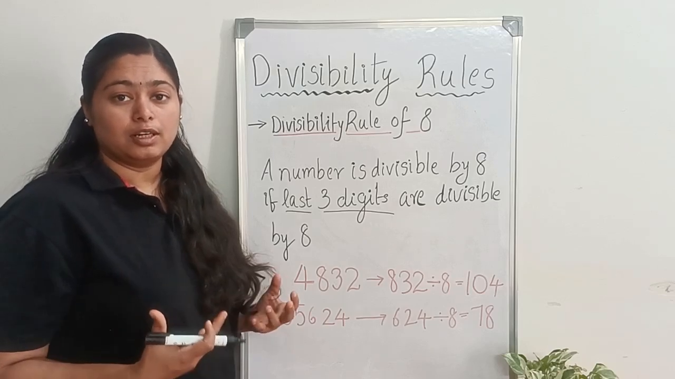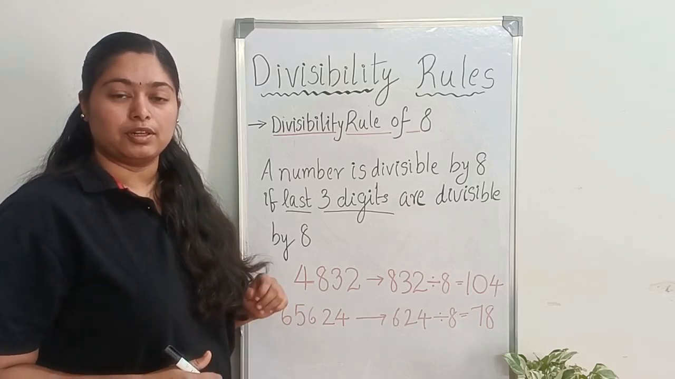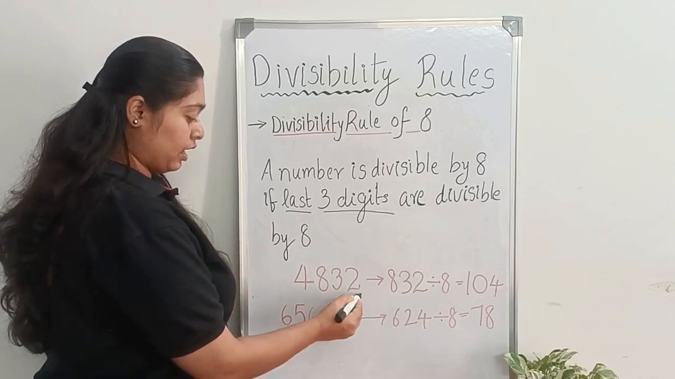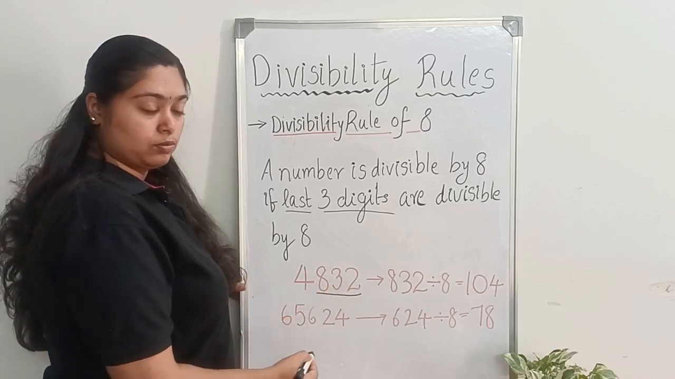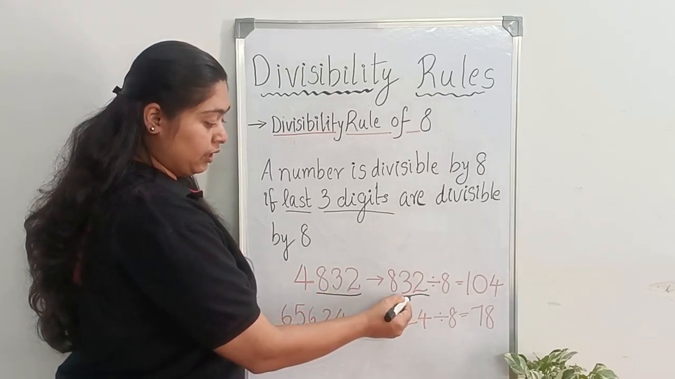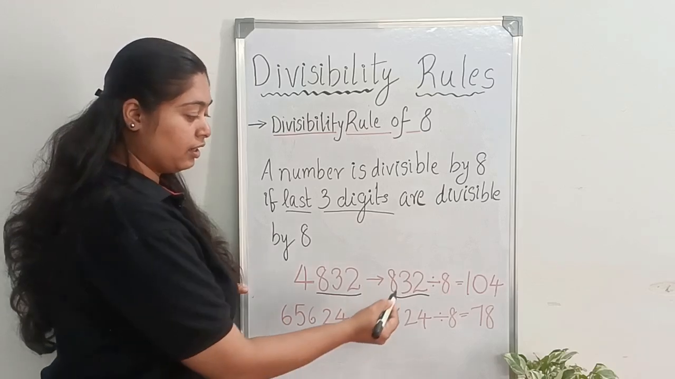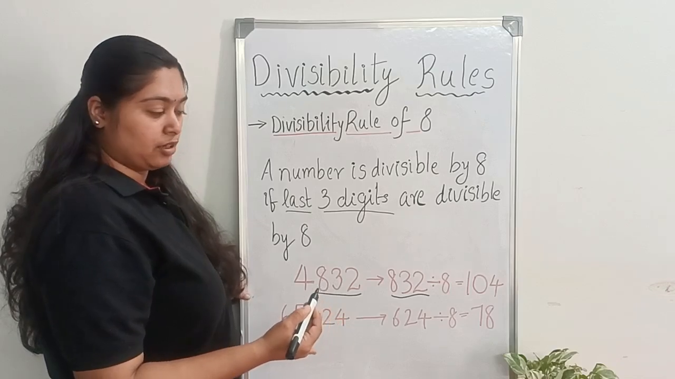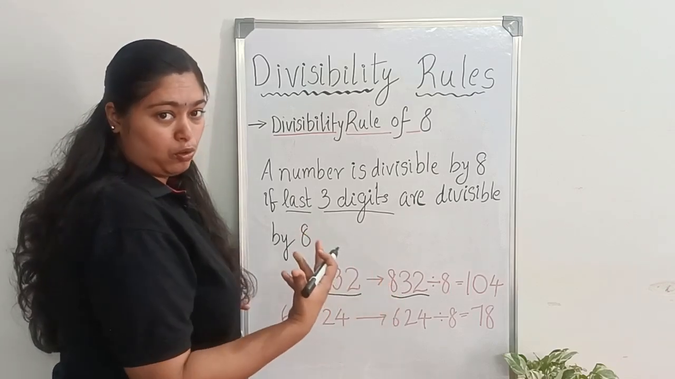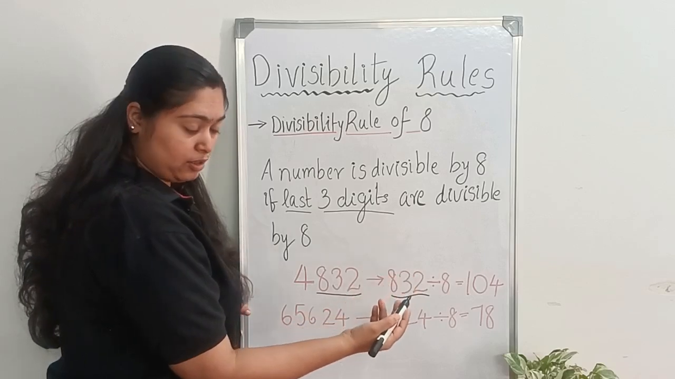In order to confirm that we can divide this number perfectly by 8, we just need to look into the last three digits, 832. I have written that separately here. 832 divided by 8, just to confirm that it is divisible by 8. Let's see how to divide it without doing the actual division.